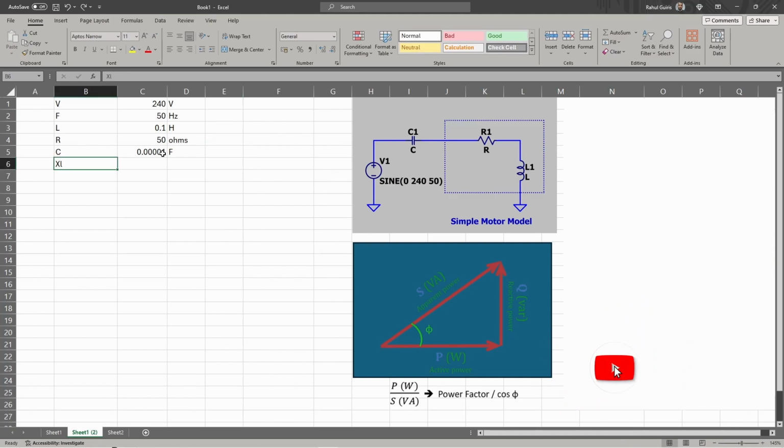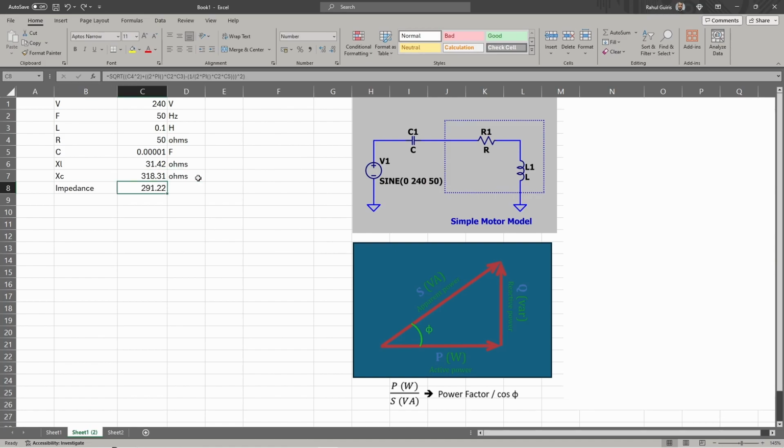If we look at the reactance of the inductor, that is equal to 2 pi times the frequency times the inductance. So we get 31.42 ohms as before. Now we also need to look at the reactance of the capacitor, which is equal to 1 over 2 pi fC. So that's 1 over 2 pi times 50 hertz times 1 microfarad. And we get a capacitive reactance of 318.31 ohms.